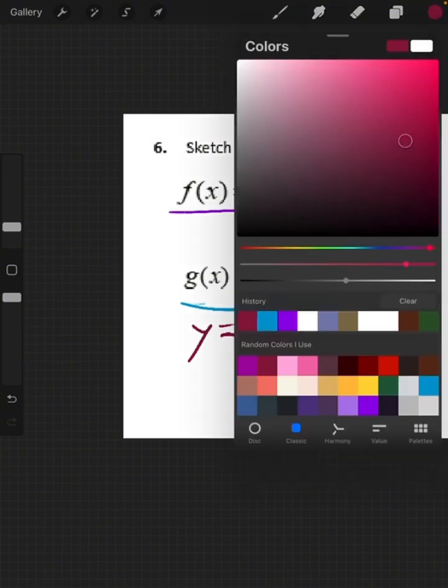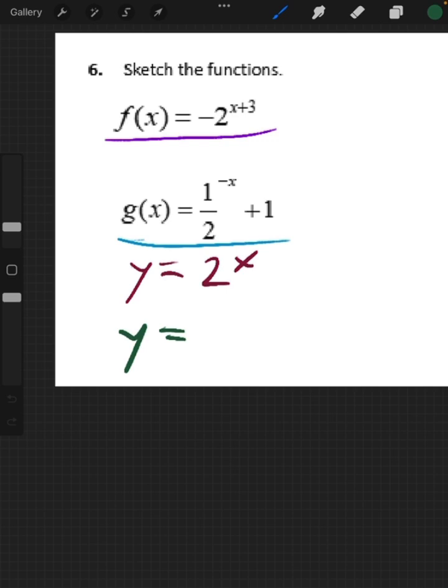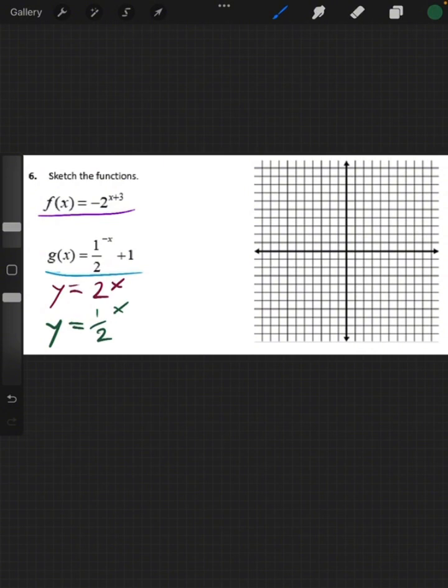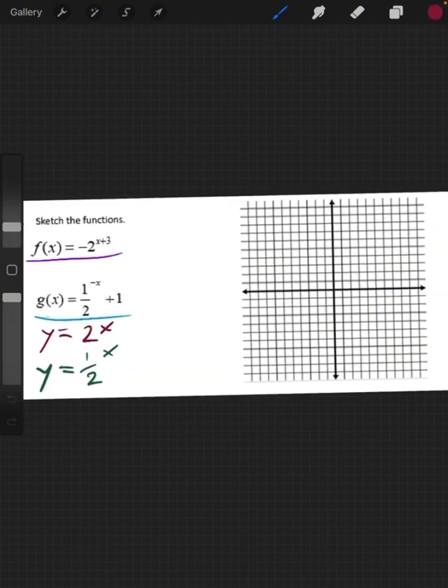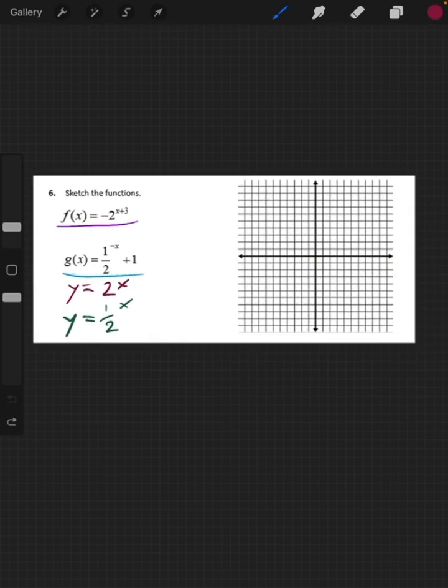And we're doing green. Okay, and the second parent function is in green. So let's graph this parent function first. So when x is at 0, y is at 1. And when x is at 1, y is at 2, of course.